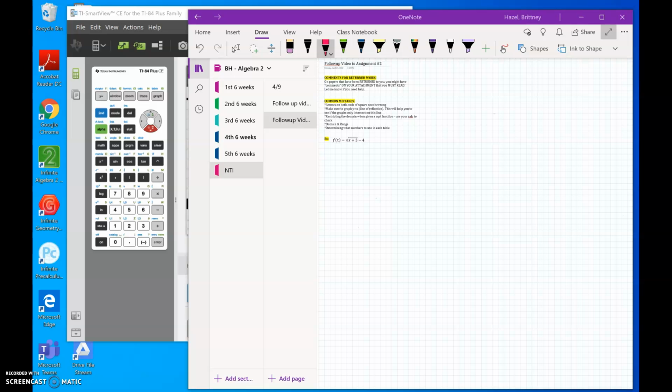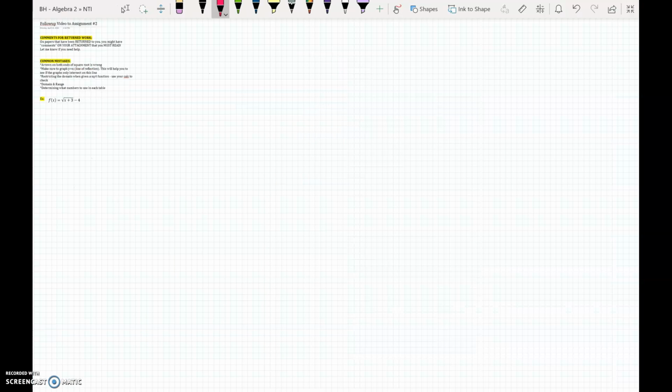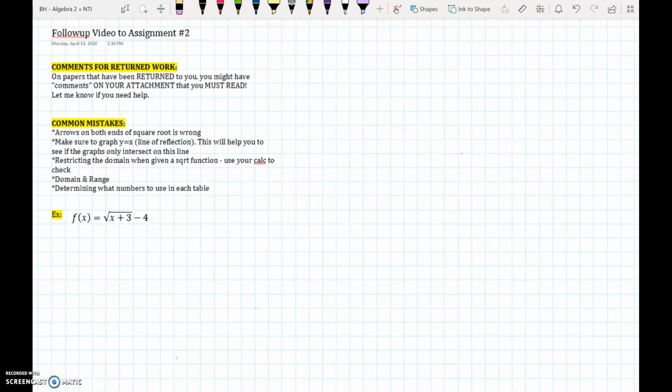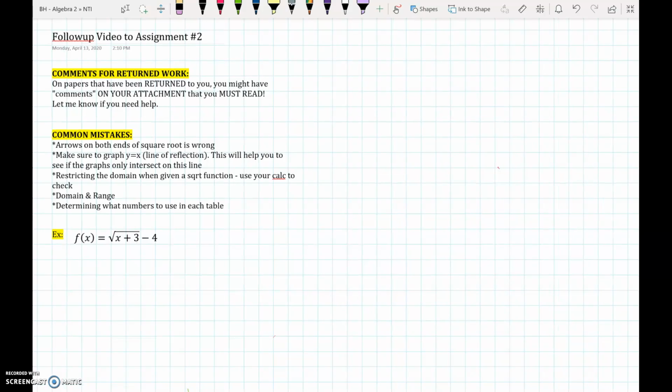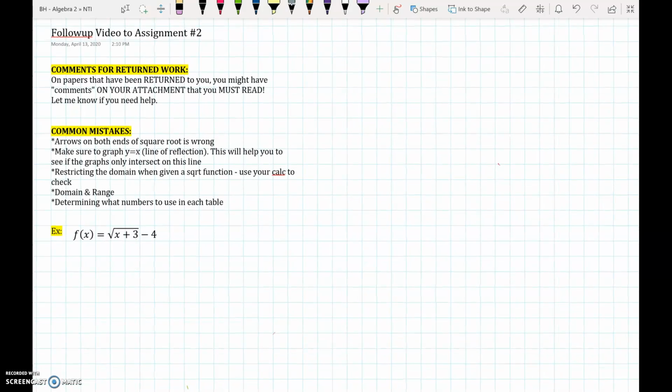All right, guys, I wanted to go ahead and get on and show you a little bit about the graphing inverses assignment. It was assignment number 2 from week 1. You do have a quiz over it this week, so let's go ahead and get started.